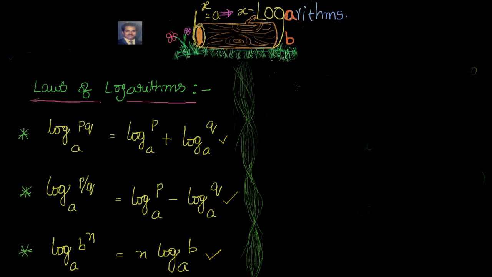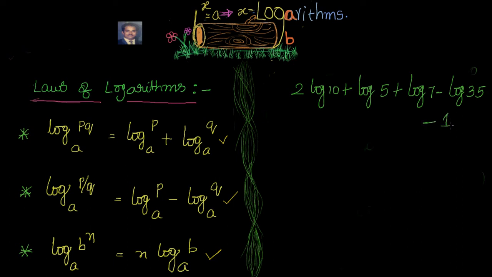Let us do this one. 2 log 10 plus log 5 plus log 7 minus log 35 minus 1 is equal to how much? This is what you have to find out.